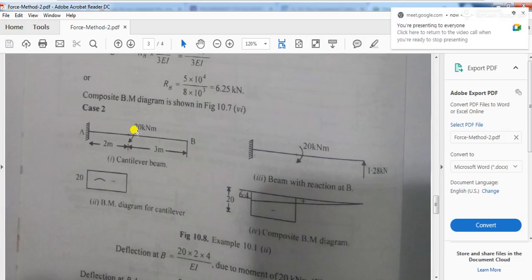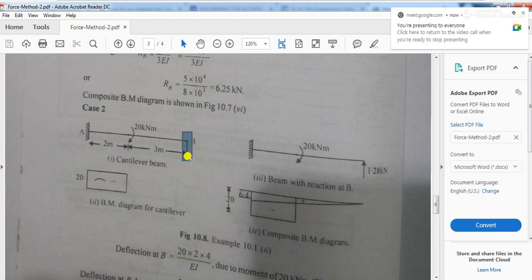See, now I am coming to this mathematics part. So what is there? This is a single moment acting over here. Now you have a moment diagram. You find out what is the deflection at B. So how do you find out deflection at B? You just use the moment area theorem.